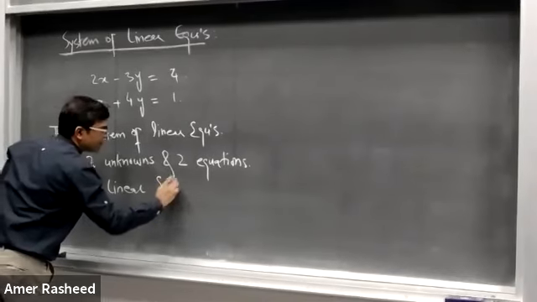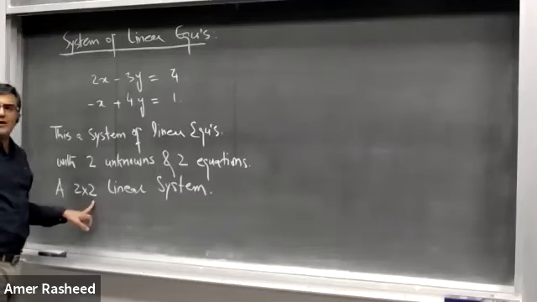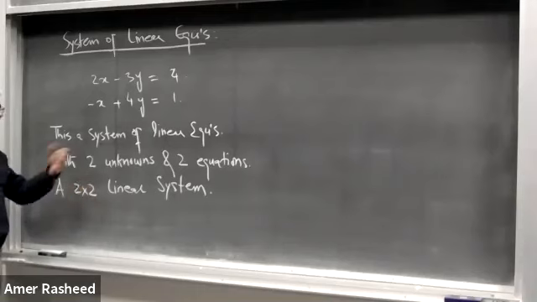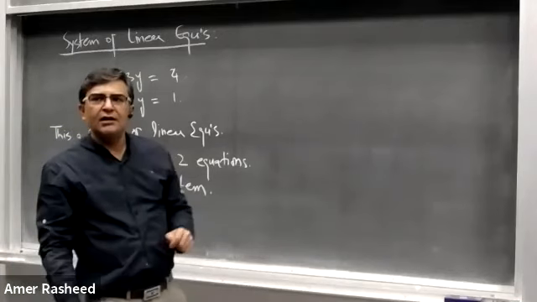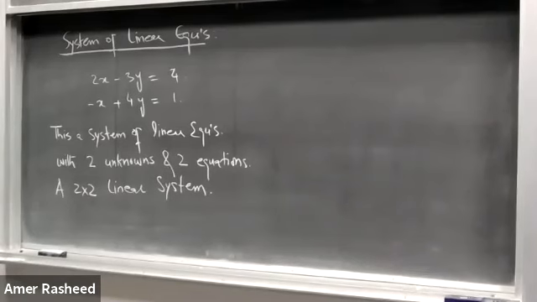A 2 by 2 linear system means it has two equations and two unknowns. It is basically the order of the linear system. The number of equations and the number of unknowns, these two things determine the order of a linear system. Are there any questions in the chat window?